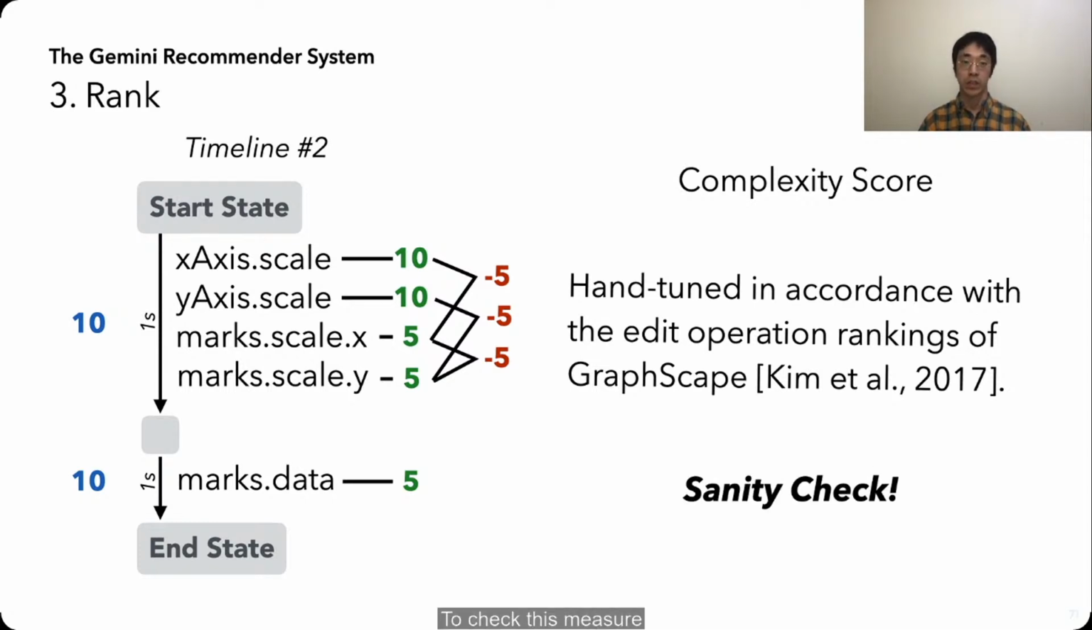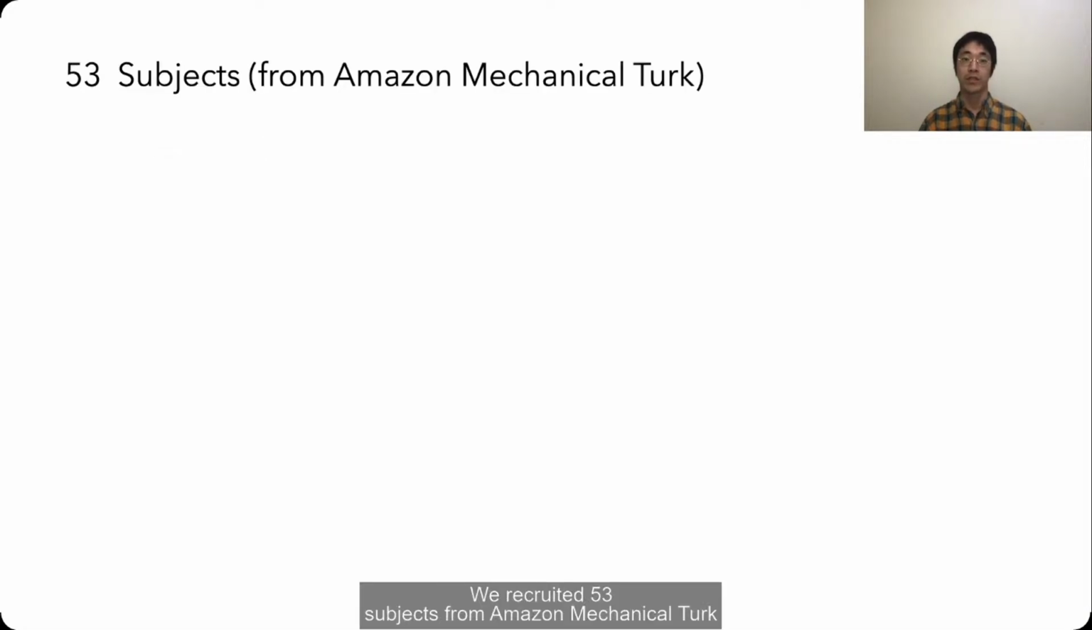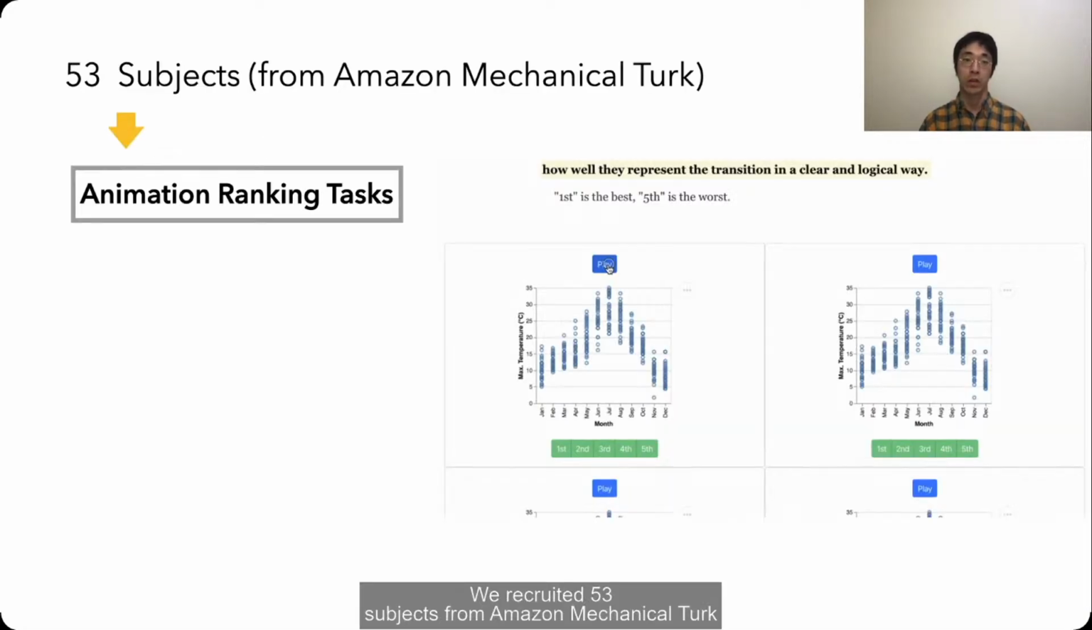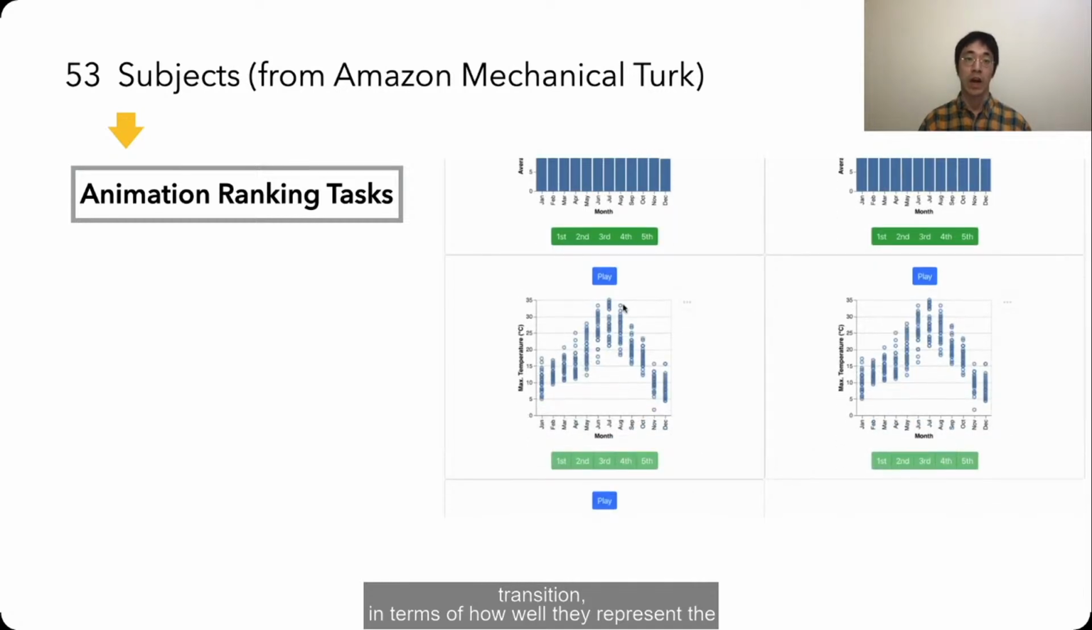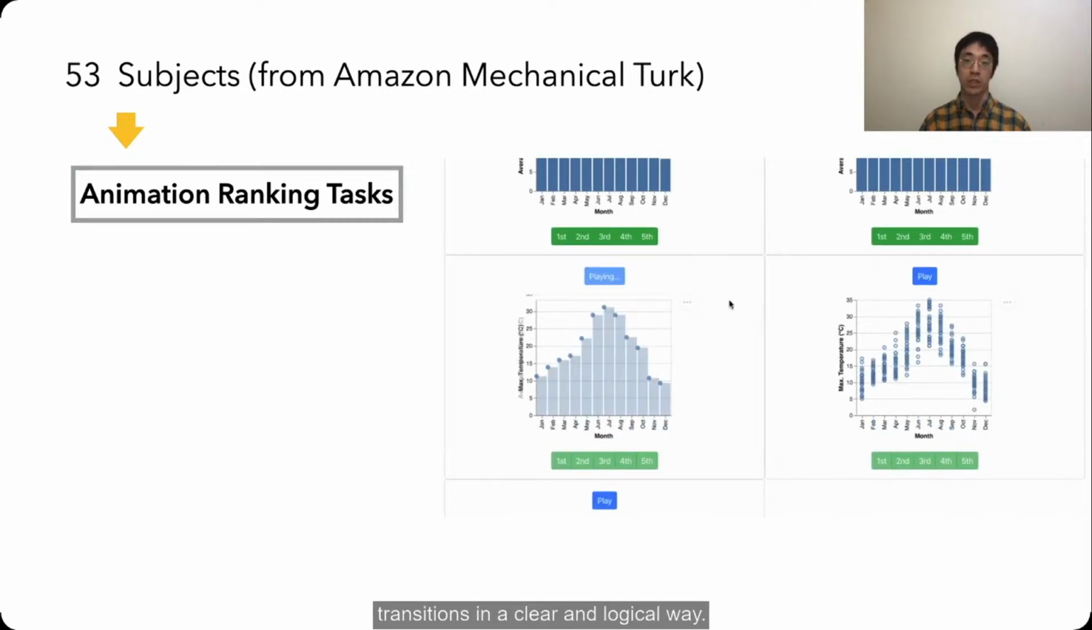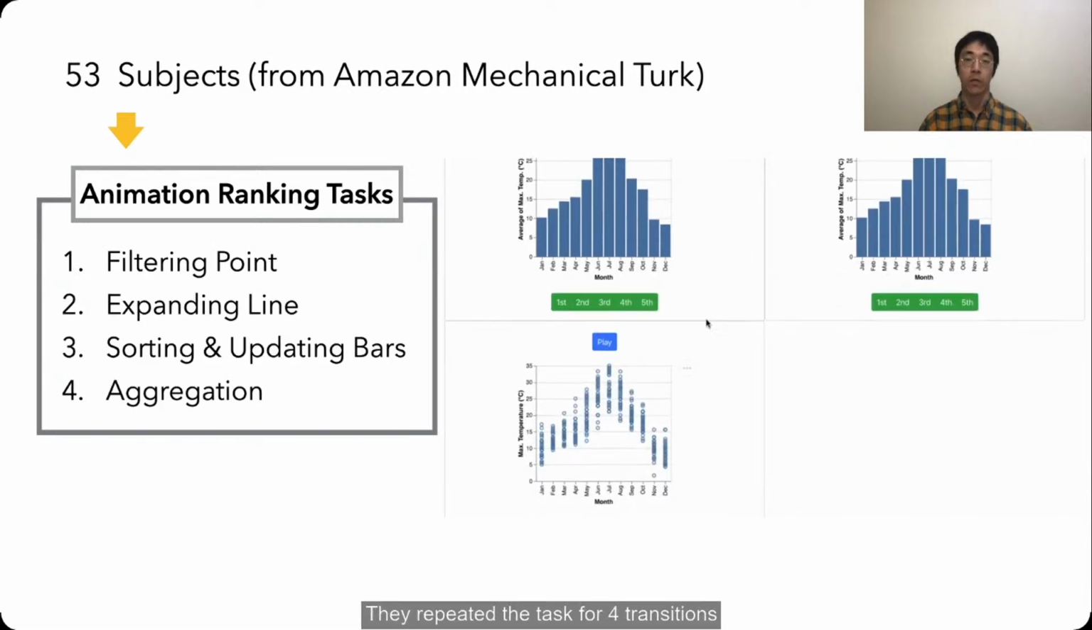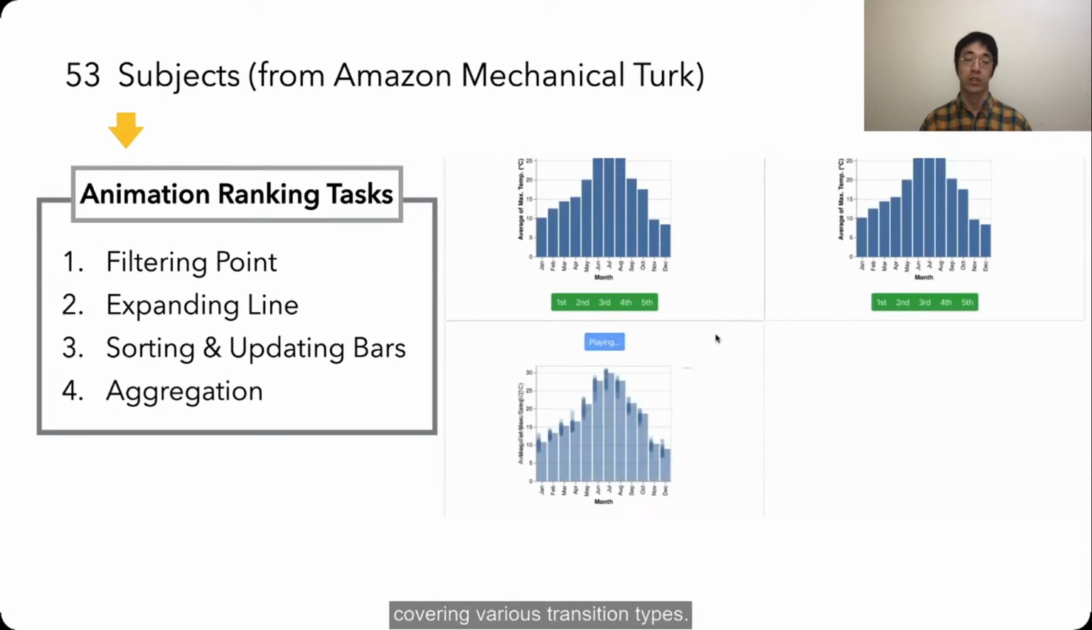To check this measure, we conduct a user study. We recruited 53 subjects from Amazon Mechanical Turk. Each subject ranked 5 different Gemini recommendations of a given transition in terms of how well they represent the transitions in a clear and logical way. They repeated the task for 4 transitions covering various transition types.